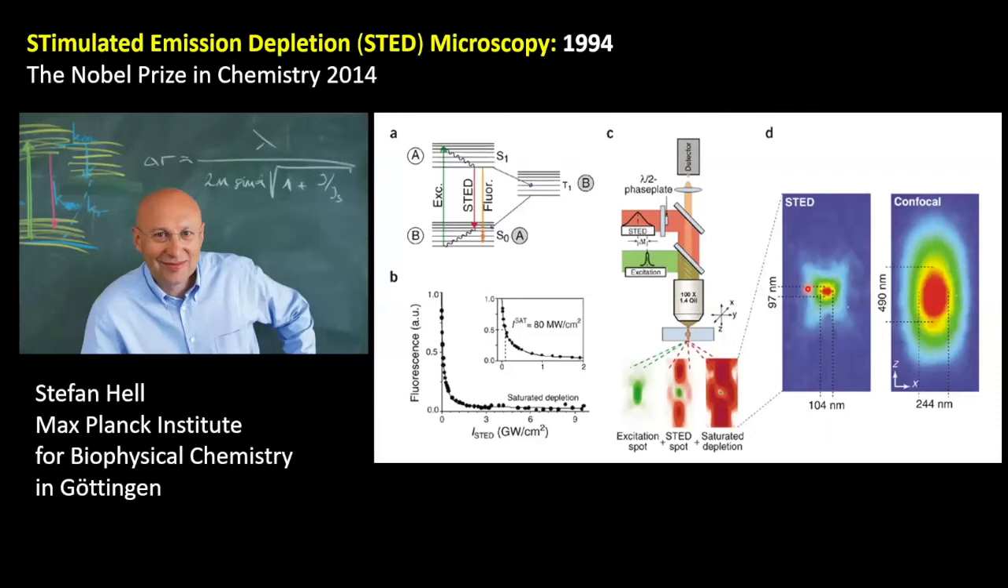And Stefan Hell's technology is called stimulated emission depletion microscopy, and he first published this idea back in 1994. The idea is that when you use excitation light, the fluorophore goes to the excited state, and when it goes back to the ground state, it releases fluorescence. By using a so-called STED laser with a donut shape, you quench the emission from the outside of the excitation spot. Therefore, you get a much smaller signal here.